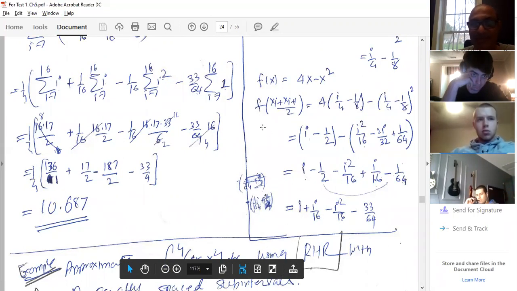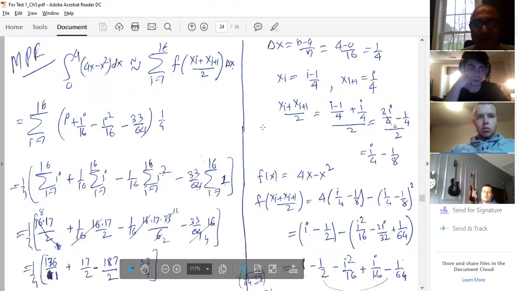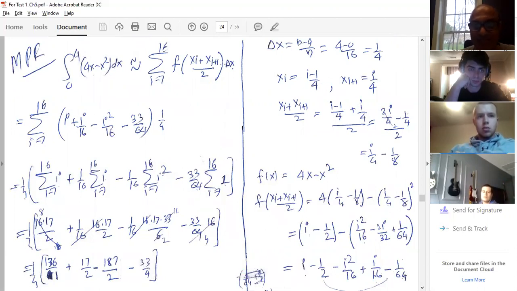All these numbers over here, because my formula says f of xi plus 1 times delta x. Delta x is 1 by 4. First, whenever a constant is there, just pull it out of the big summation sign. Big bracket, summation of this, summation of this, summation of this. 1 over 16, constant, pull it out. 1 over 64, pull it out. 33, constant, pull it out.